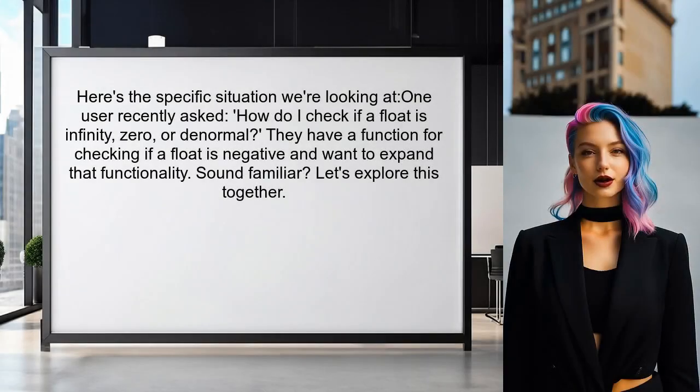Here's the specific situation we're looking at. One user recently asked, "How do I check if a float is infinity, zero, or denormal?" They already have a function for checking if a float is negative, but they want to expand that functionality. Sound familiar? Let's explore this together.